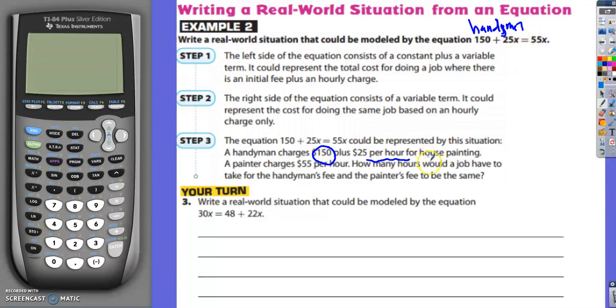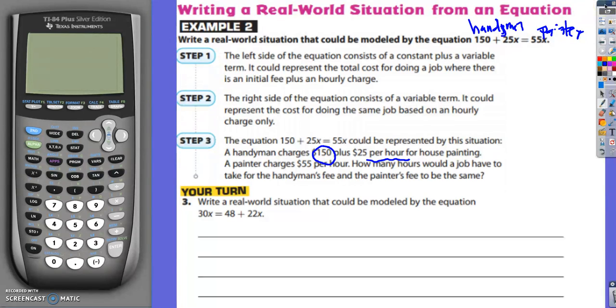Okay, and then you have how many hours would a job have to take for a handyman's fee or a painter's fee to be the same. So we have the $55 per hour. That's the painter.